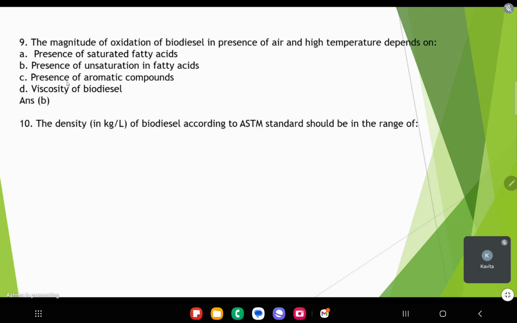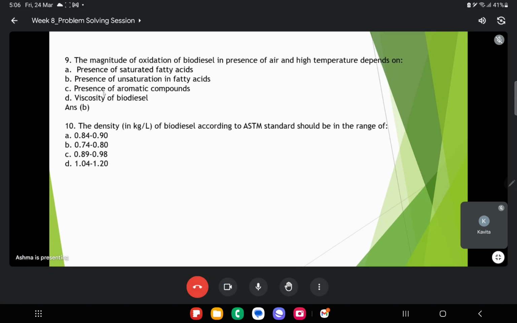So the next question is, the density in kilograms per liter of biodiesel according to ASTM standard should be in the range of A, 0.84 to 0.9, B, 0.74 to 0.8, C, 0.89 to 0.98, or D, 1.04 to 1.2. So again, I will give you 2 minutes. Just take your time and write your option in the chat box.